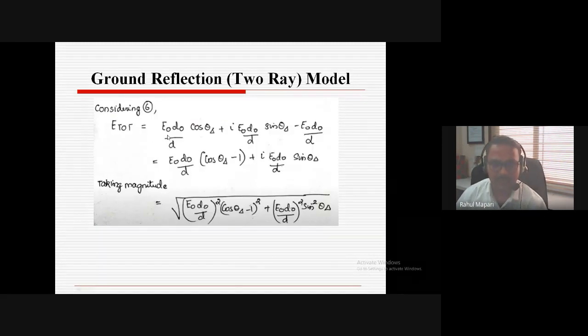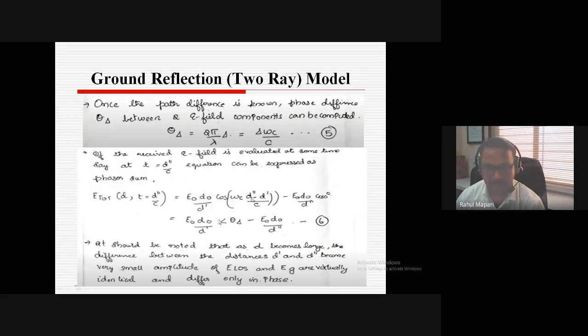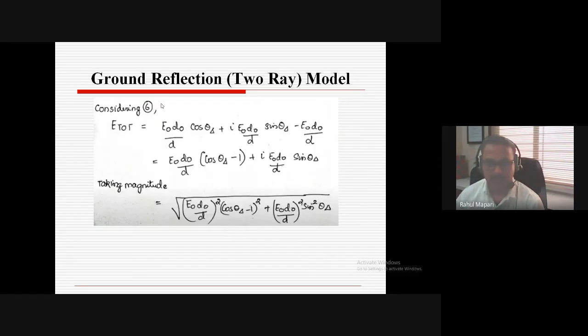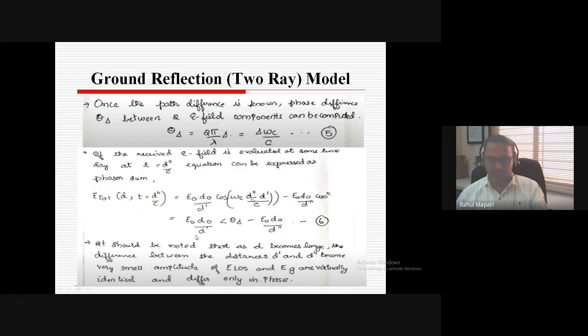So E total is equal to E0 D0 upon D. Now this angle, cos of theta delta, can be written in terms of real part and imaginary part. So it becomes cos theta delta plus j sine theta delta. Cos theta plus j sine theta is the representation of a phase. Here the multiplication is E0 D0 by D.